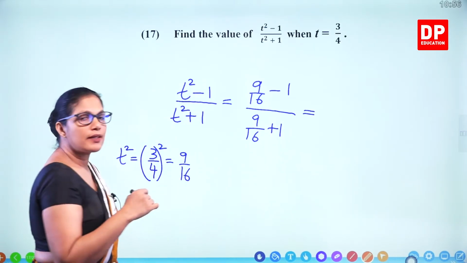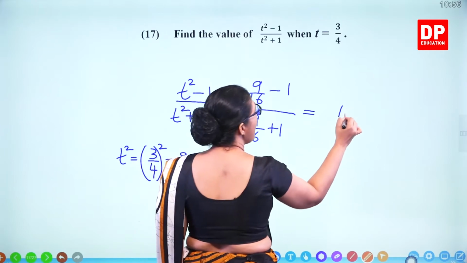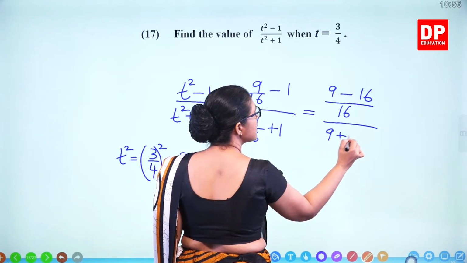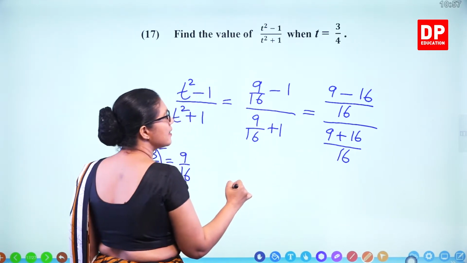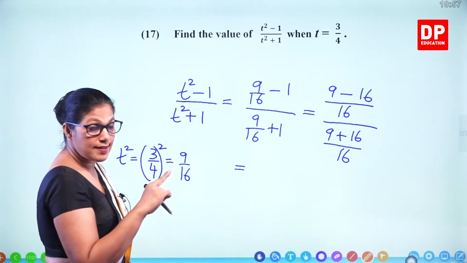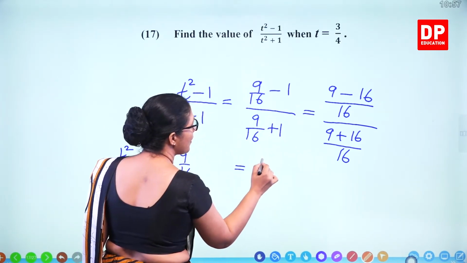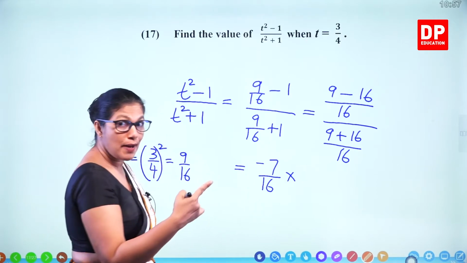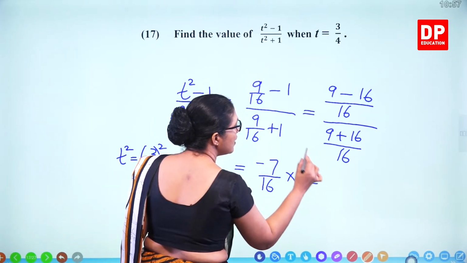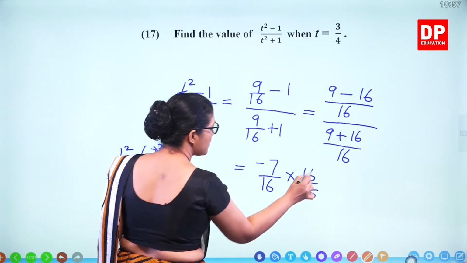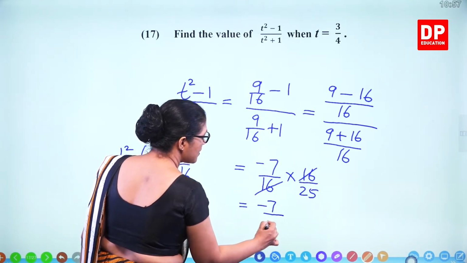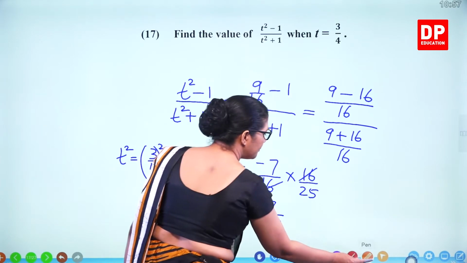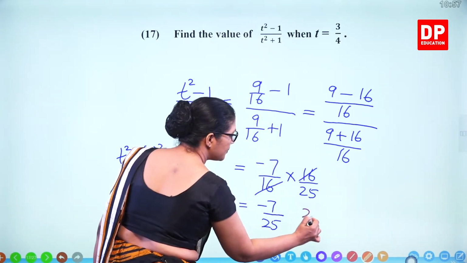Take the lowest common multiple, 16, and you can substitute 9 minus 16 here and 9 plus 16. Denominator is 16. 16, we can see it get cancelled out. 9 minus 16 is minus 7 over 16, and division, you multiply by the reciprocal. 16 goes up. 9 plus 16 you get 25. 16 gets cancelled out. The final answer is minus 7 over 25. So you get 2 marks for that.